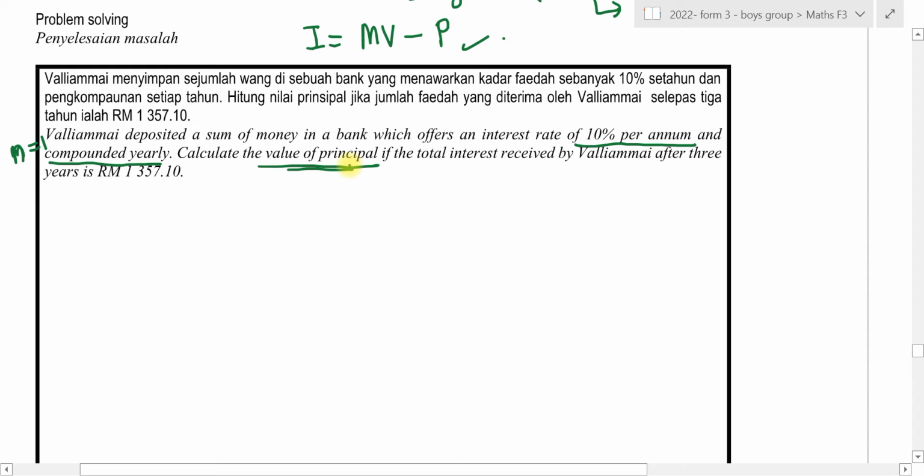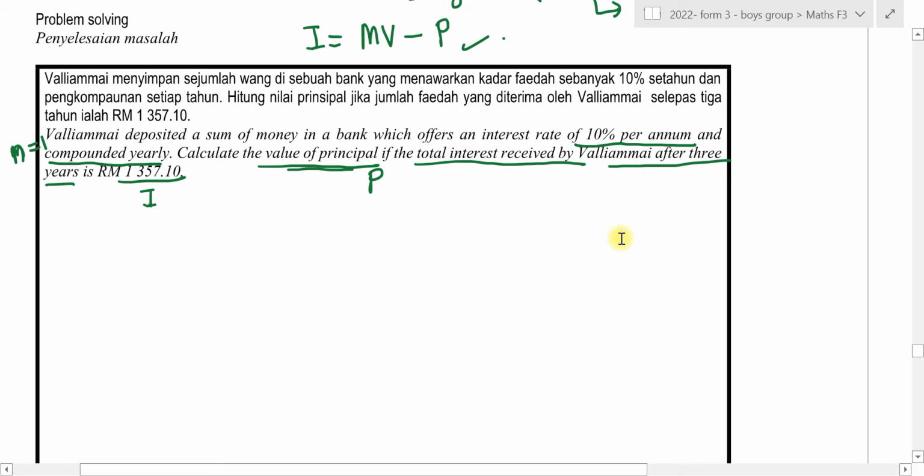This question is a bit different because they're not asking what is the matured value. They're asking for the principal value. Calculate the value of the principal if the total interest received by Waliame after 3 years is 1357.10. Okay, so this is the interest, but we don't know how much amount she deposited.